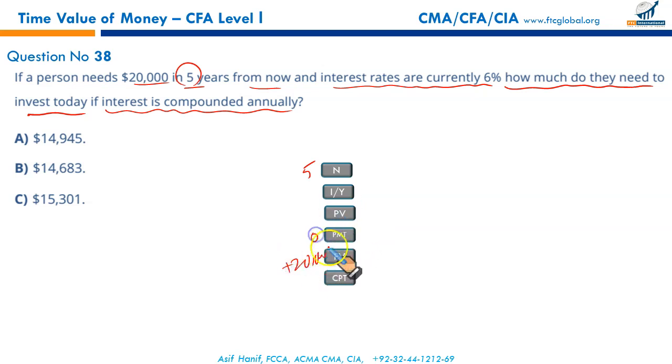No periodic payments, it's not an annuity. Interest rate, straightforward annual rate 6%. What you need to invest right now, punch in these numbers and you will get your result. It's going to be 14,945. That makes A the correct option. Hardly a 30 seconds game. No big deal.